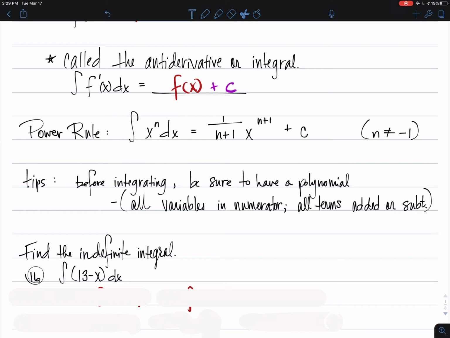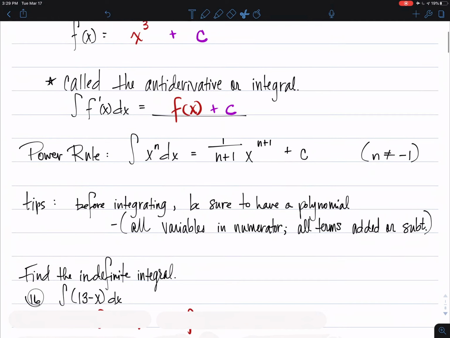When I have the integral of x to the nth dx, my power is going to be raised by 1. And that's what you see right here. My power is going to be raised by 1. And I'm going to be multiplying by the reciprocal of that new power. And of course you see there that I'm adding a constant.